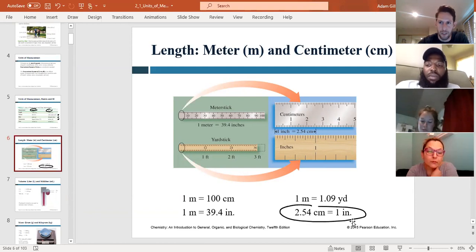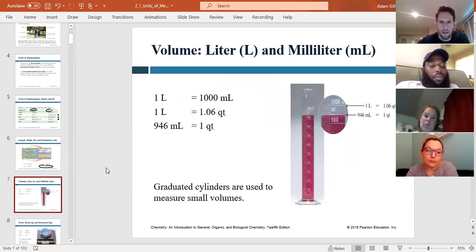But on the quiz, it's going to be open note. And if it's an exam, I will give you these conversions. Okay, liter and milliliter.